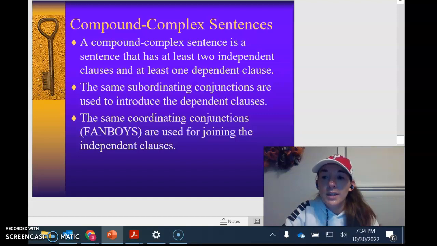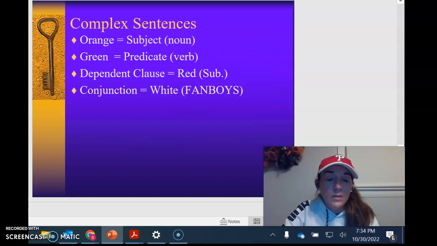So just like the slide that I showed before that has a very long list of a variety of different subordinating conjunctions, we're going to stick with those that were provided. And then the same coordinating conjunctions, FANBOYS, are used for joining independent clauses. So FANBOYS, once again, stands for for, and, nor, but, or, yet, so. So in our examples, orange will be the subject, green will be the predicate, dependent clauses will be in red, and coordinating conjunctions or FANBOYS will be in white.